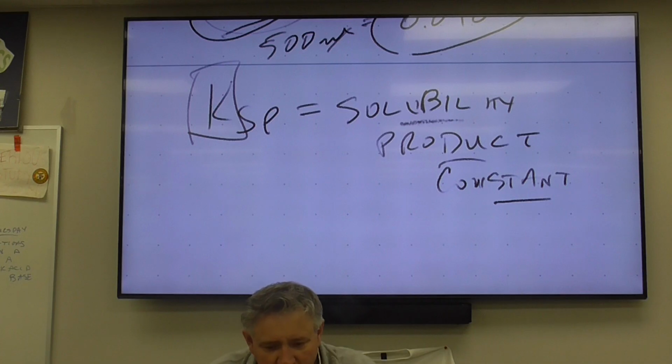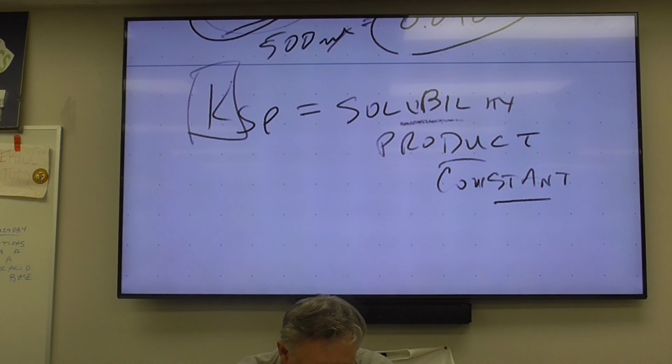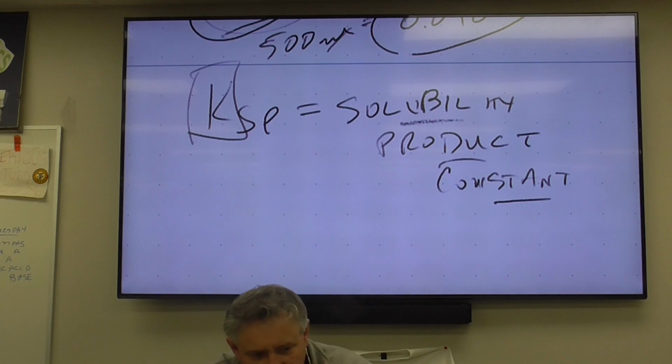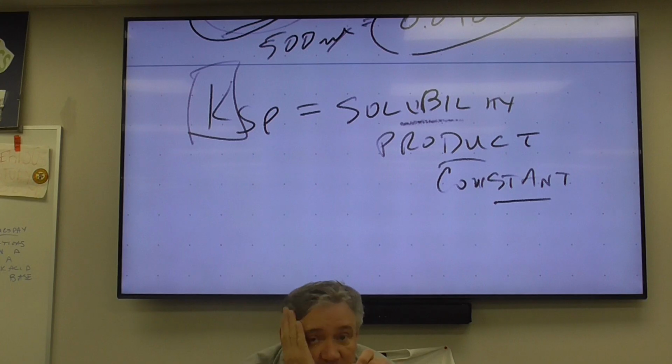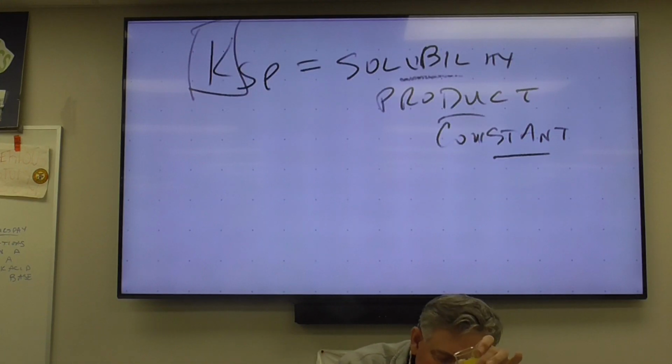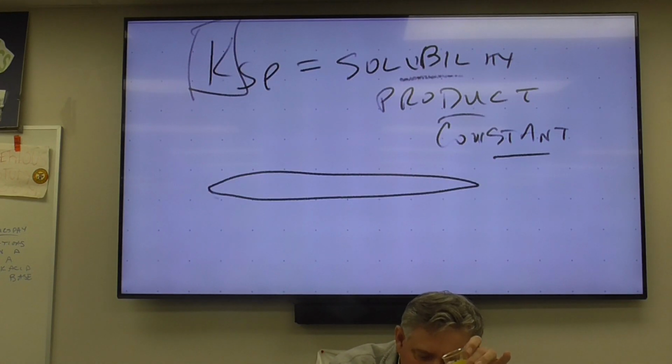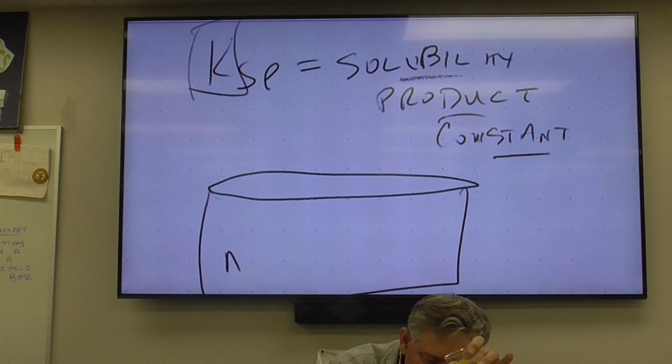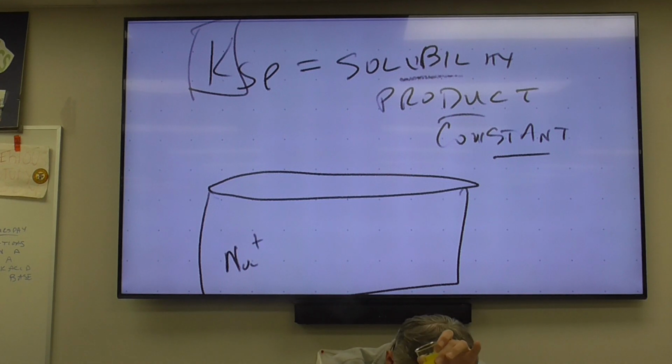So I'm gonna take sodium hydroxide, and this is what I did on Wednesday. I'm gonna take a little bit of sodium hydroxide. Is sodium hydroxide soluble or insoluble? Soluble. All group ones are soluble. So what's gonna be important is that this is going to exist as sodium ions and hydroxide ions.